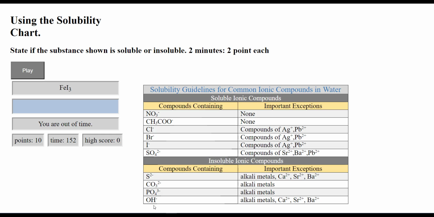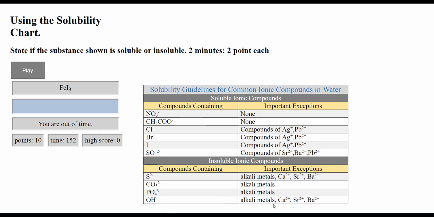And then on the bottom we have some negative ions, anions, that tend to be insoluble. Sulfides, carbonates, phosphates, and hydroxides pretty much don't dissolve. There are some important exceptions. All the alkali metals are exceptions. So as soon as you see an alkali metal with any ion, you can say, oh, that's going to be soluble. And then there's some other exceptions, calcium, strontium, and barium for both the sulfides and the hydroxides. They're not that soluble, but they're partially soluble, so we're going to say that in general those are soluble.